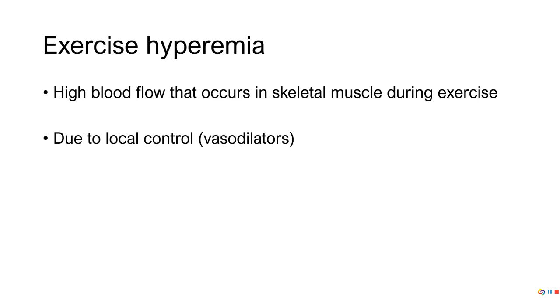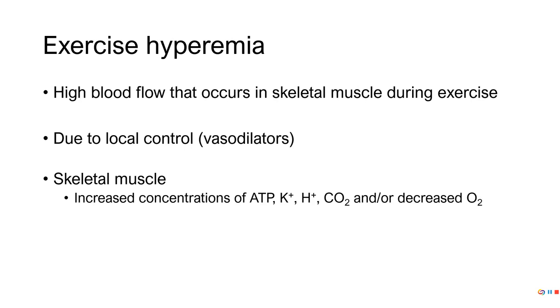Remember last week, I think it was, we talked about intrinsic and extrinsic control. Well, we've got local control of the blood vessels, and this occurs from vasodilators being released. Skeletal muscle will dilate on its own when any or all of the following occur. If we've got high levels of ATP, potassium, hydrogen ion, carbon dioxide, or we have decreased oxygen, that will cause the blood vessels in the muscle to dilate. That allows for more blood flow, which allows for more oxygen.